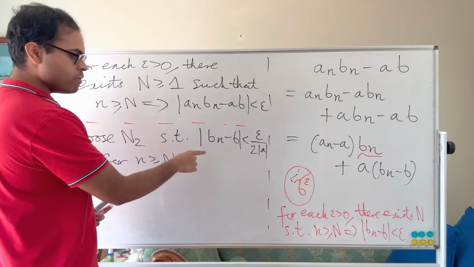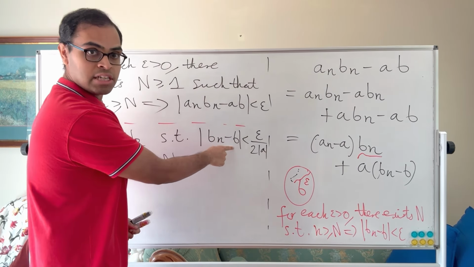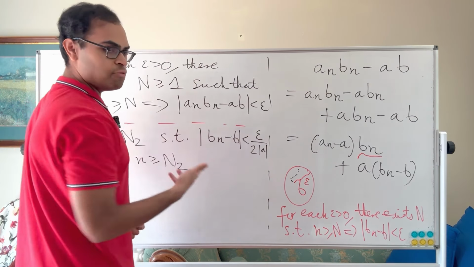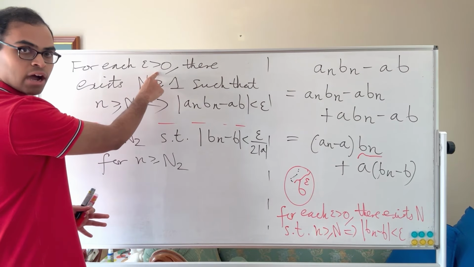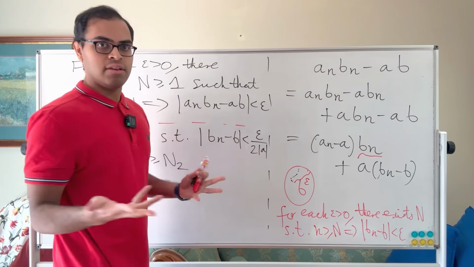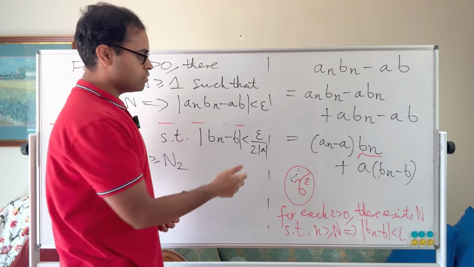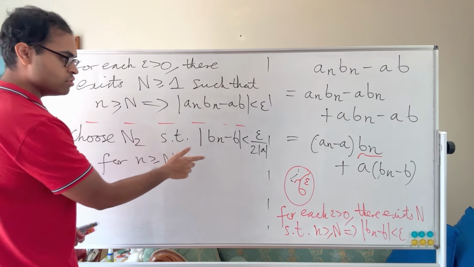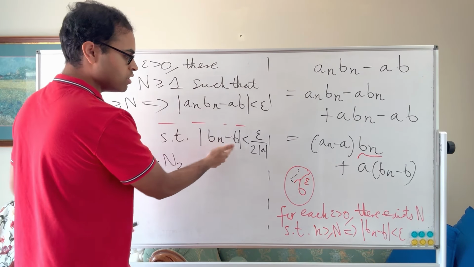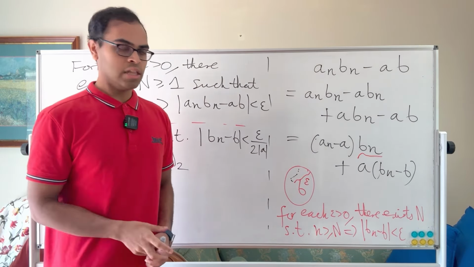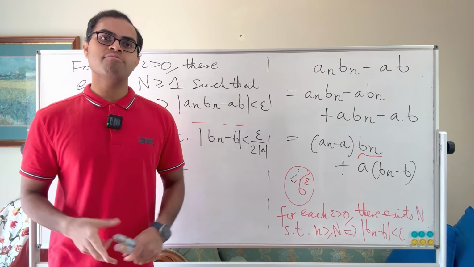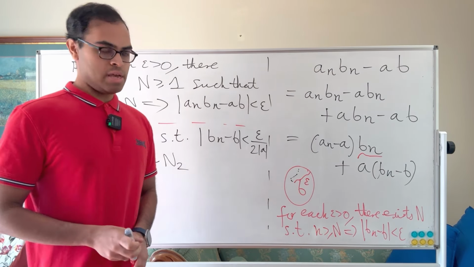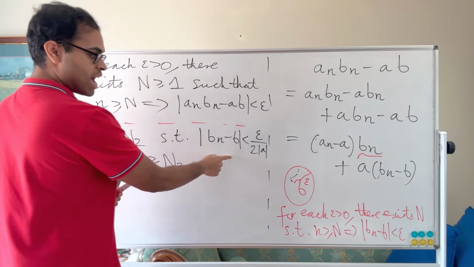And so what we do is we know that because b_n converges to b, for this epsilon, it's not the original epsilon we started out with, but for any positive number, however small it is, which we're going to choose as epsilon over 2 times the absolute value of a, we can choose our big N2 so eventually the terms of the sequence are within epsilon over 2 absolute value of a of b, because the limit of b_n as n goes to infinity is equal to b. So that's fine.